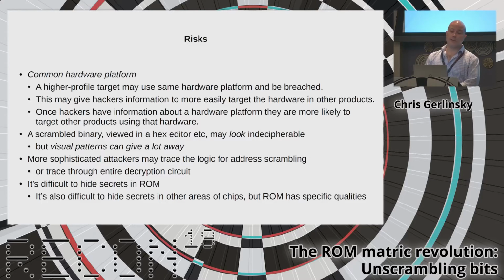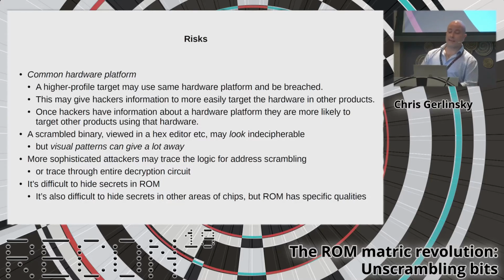Also, the scrambling inside the ROM. A lot of the time, if you're looking at the raw binary image in a hex editor, it might look very indecipherable, but when you start to look at it visually on the ROM inside the chip, the visual patterns can really give a lot away. So it's very important to actually check that your scramble is scrambling enough that people aren't going to be able to just visually identify these patterns.